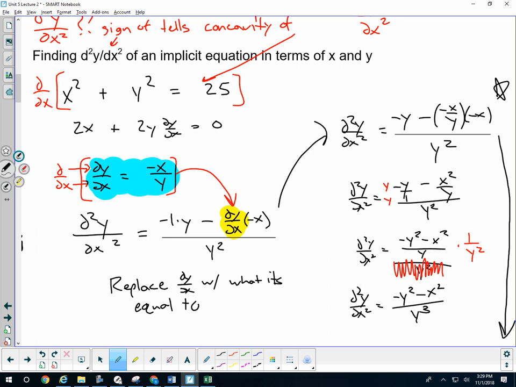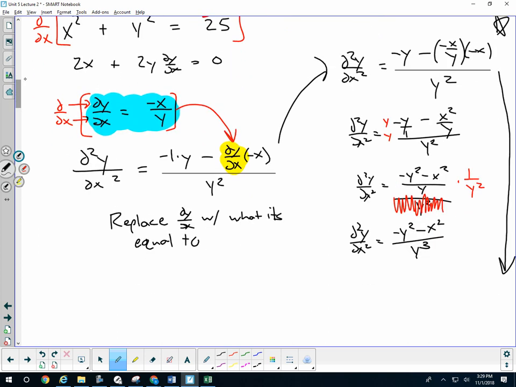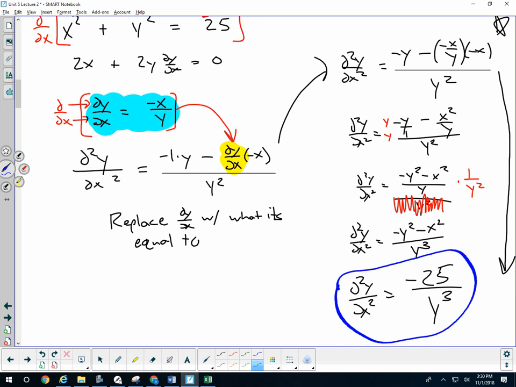You don't have to get here. Okay, you could have stopped here. This is fine. But watch what I can do to simplify this even further. You think we're done here? We're not done. You might think, oh, divide both terms by y cubed? No. I'm gonna do this. And yep, that is a nice, easy second derivative that I can work with.